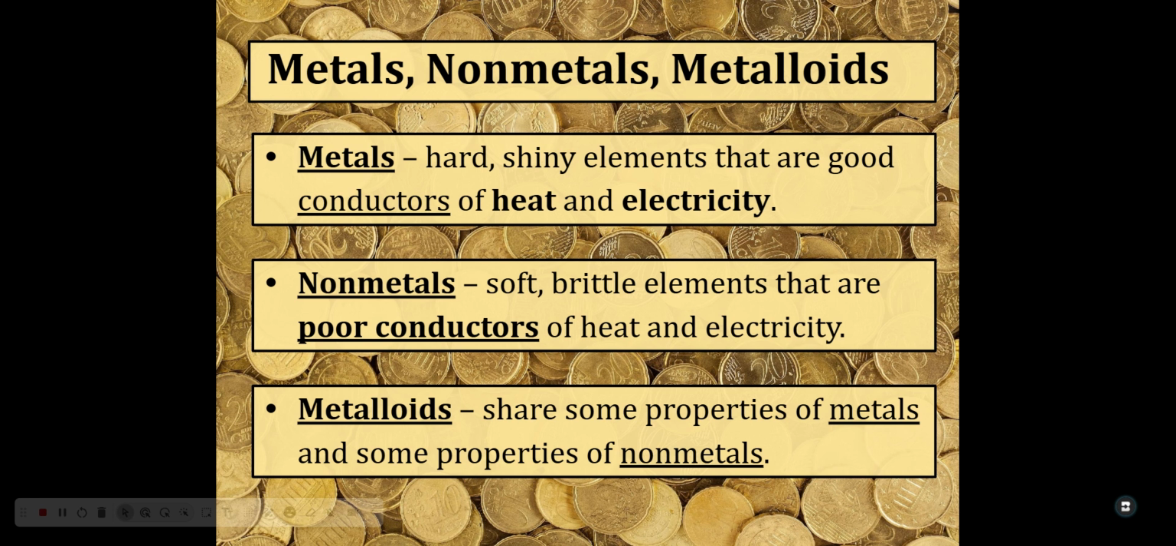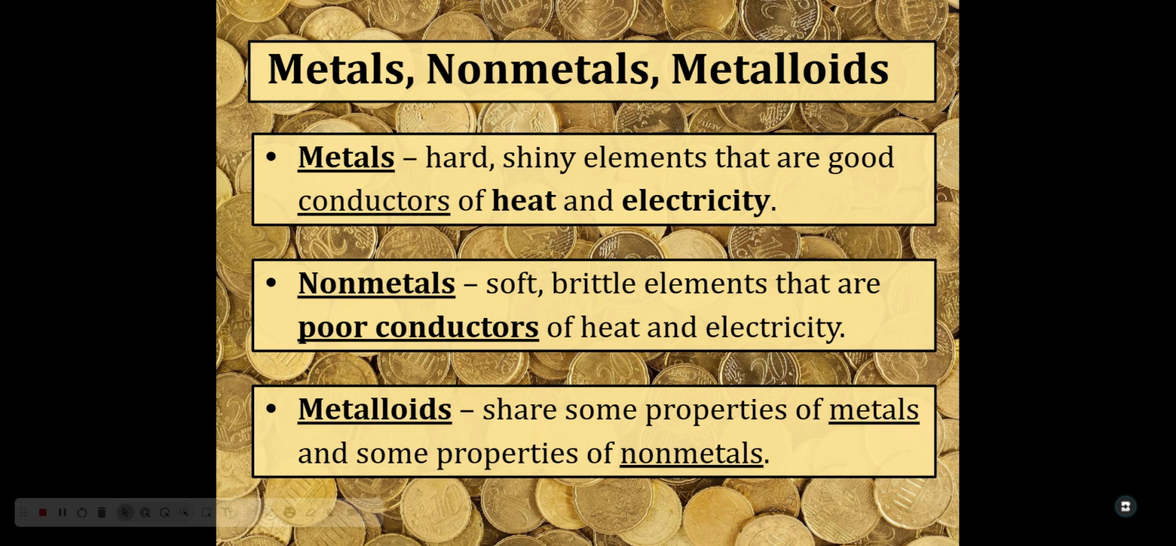So how do we distinguish between them, or what were some of the characteristics of them? So metals are hard, shiny objects that are good conductors of heat and electricity. A conductor means it allows it to go through. Okay, so if we think about copper, copper is a great conductor of electricity. That's why we used it in our lab. That's why they use it in your house when it comes to the wiring inside of your house. It allows electricity to run really well.